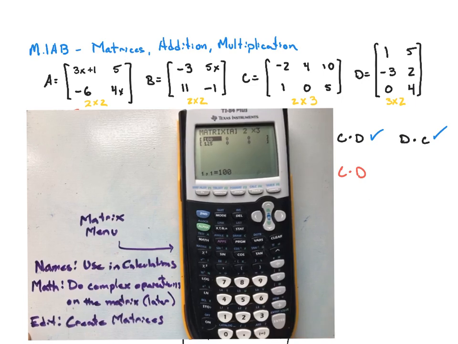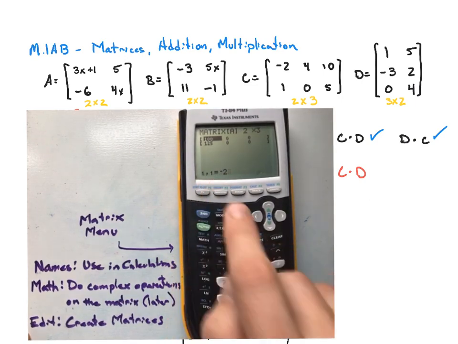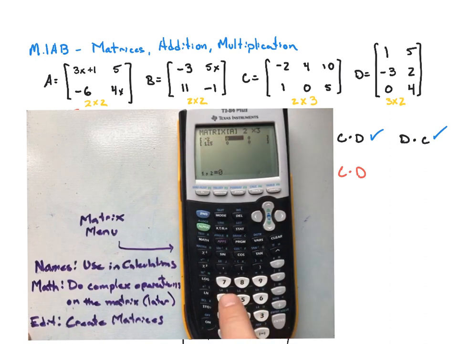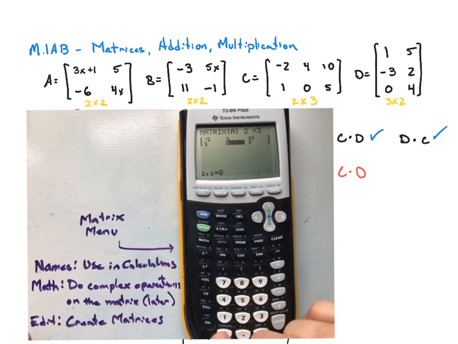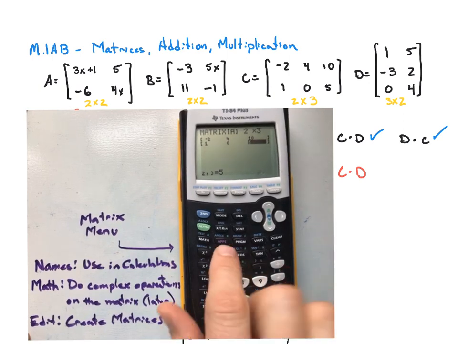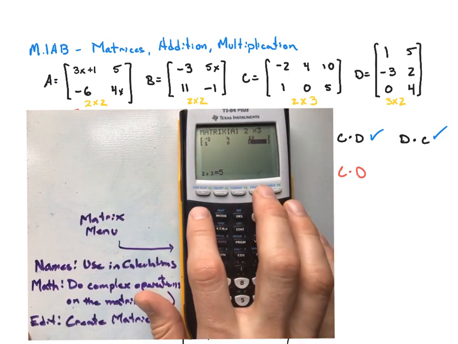And now I'm going to type it in. So -2 is my 1,1 entry. So hit enter. And then 4 is my 1,2 entry. And you can see that it just moves across my row. 10. And then 1 is my 2,1 entry. And then 0 again. And then 5. All right, so there is my matrix. It's matrix C on this presentation at least.